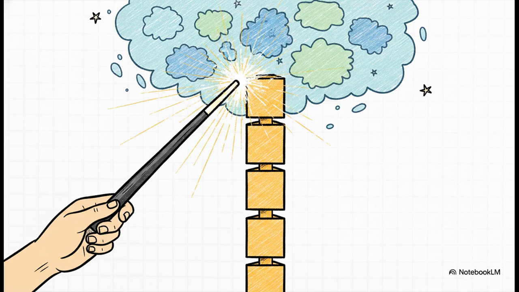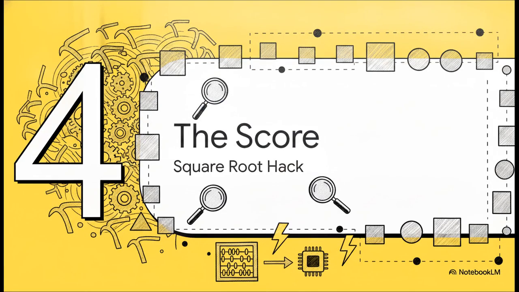Simply put, this single sequence acts like an on-chain magic trick. It dynamically generates exact rational approximations of square roots without ever relying on decimal guesswork. By just ratioing a single integer sequence against its predecessor, the system locks in undeniable truth using only whole numbers. Section 4. The score. The square root hack.